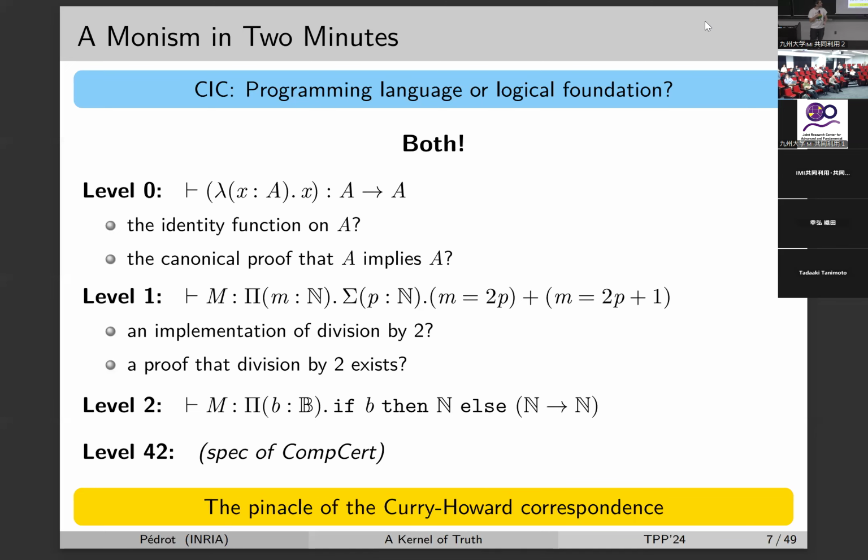Right. So this is why I claim that CIC really is the utmost pinnacle of the Curry-Howard correspondence, the proofs-as-programs correspondence. It's really the best, the paradise of writing programs and proving them in one go. Everything is of the same nature. So it's a very nice system.